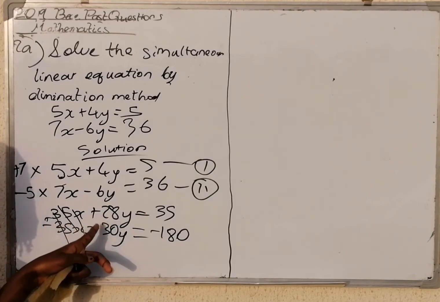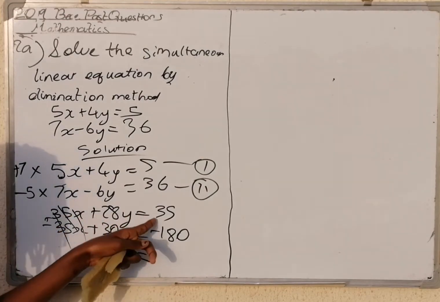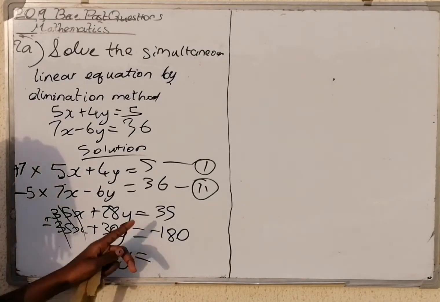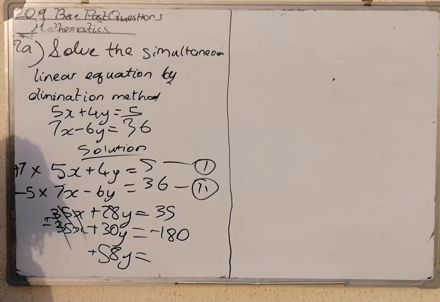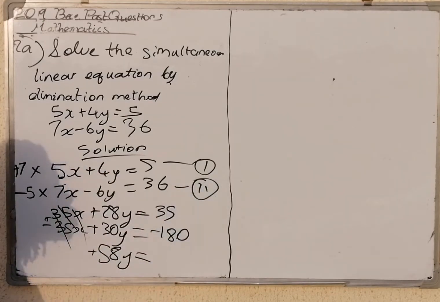So 28y plus 30y is plus 58y. The right of the equality sign: 35 minus 180. 35 plus minus 180. Plus times minus is minus. So we are simply saying 35 minus 180. If you notice here, we are subtracting a big number from a smaller number.